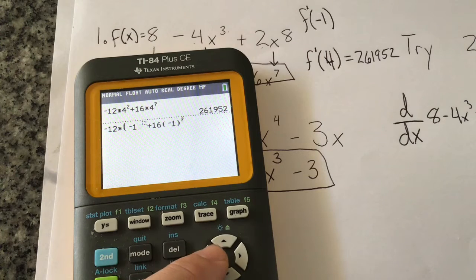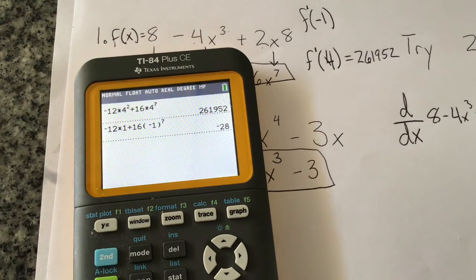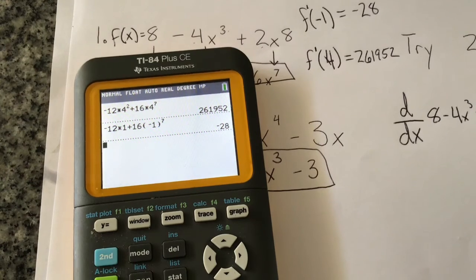I'm sorry, guys. We know -1 squared is just going to be 1. So that's what I'm going to write there. We get -28. Sorry for that whole process. But we end up getting -28 as the slope at the x value of -1. Now, we could graph this if we wanted, but to be honest, graphing a slope of -28 and a slope of positive 261,000 is not going to actually look like that much. But that's how we do it.